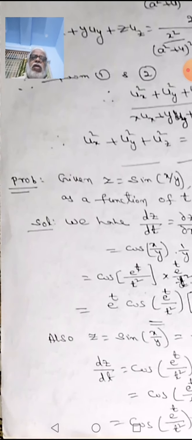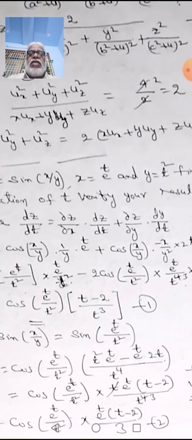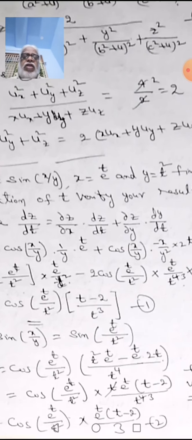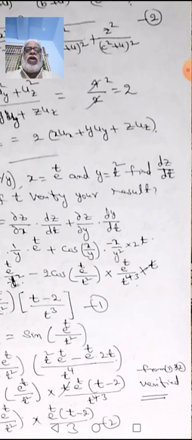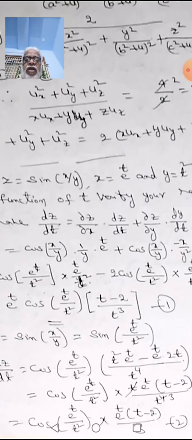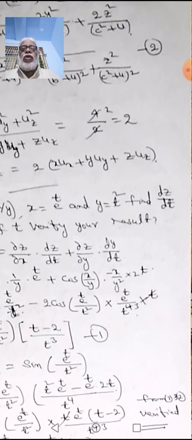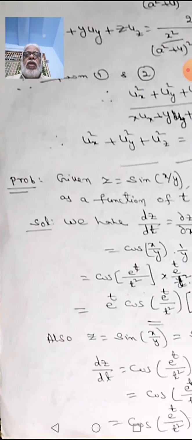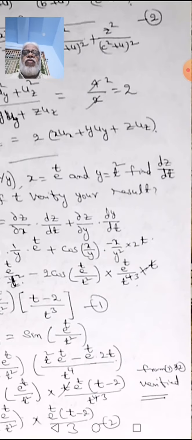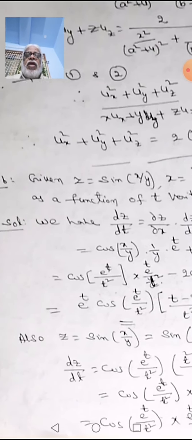Next problem is, given z is equal to sin of x by y, where x is equal to e power t and y is equal to t square, then find dz by dt. Here you see, we want to find dz by dt, not dou z by dou t, as a function of t. Verify your result. As a function of t, we are verifying the result for this problem.